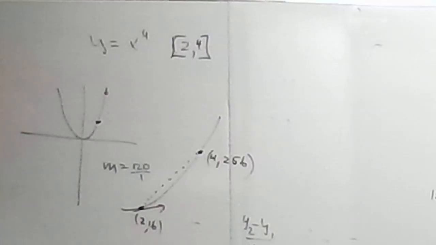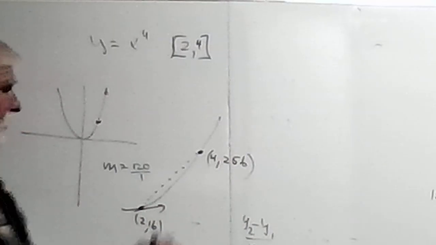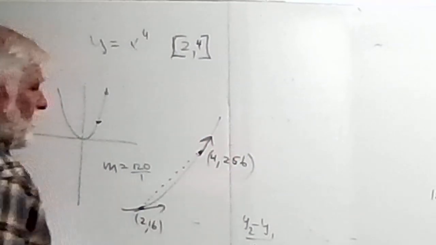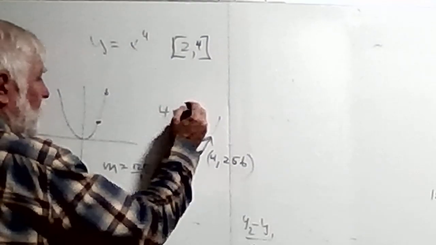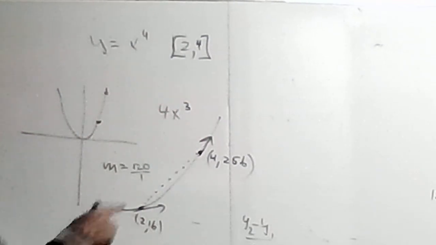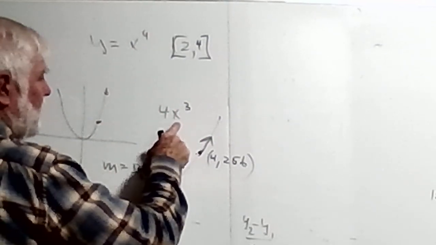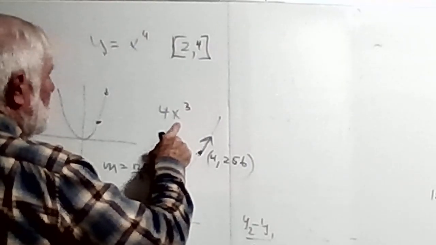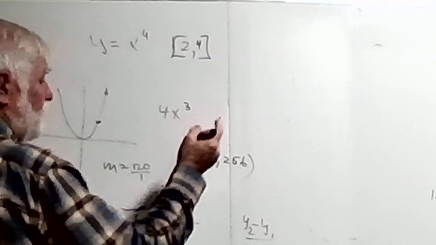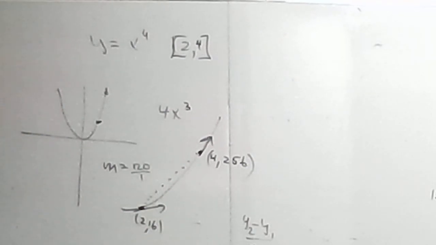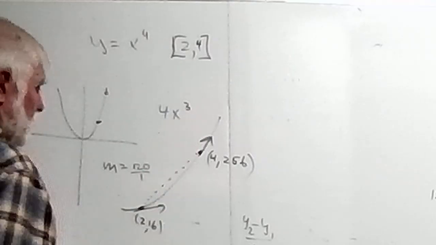Now, closer to 2, I'm going up at a slower than 120 to 1 rate. At 4, I'm going up at a higher rate, right? 4x cubed is the derivative of x to the fourth. So at that instant, I'm actually going up at 4 cubed, 256 to 1.